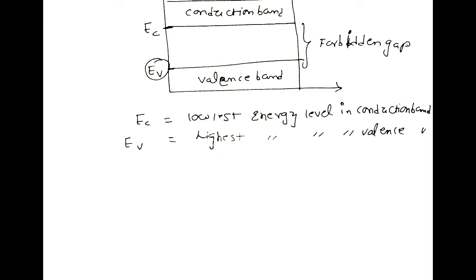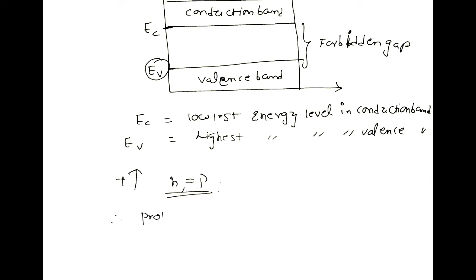So as the temperature increases, what happens? Number of electrons and holes get generated, and they are equal in number. So as temperature increases, equal number of electrons and holes get generated. Hence, the probability of finding an electron in the conduction band and the probability of finding a hole in the valence band is the same, because the number of holes and electrons are generated in the same number.